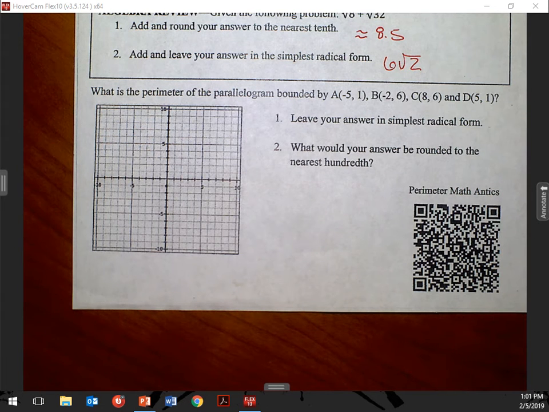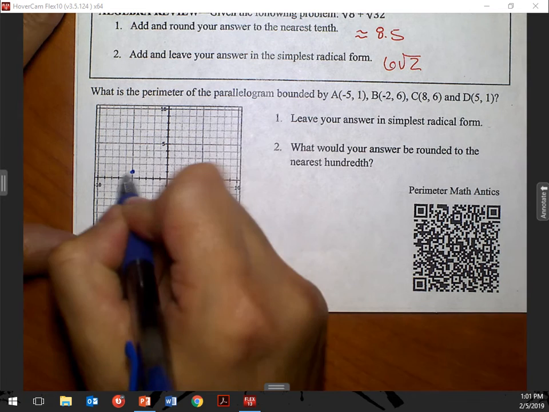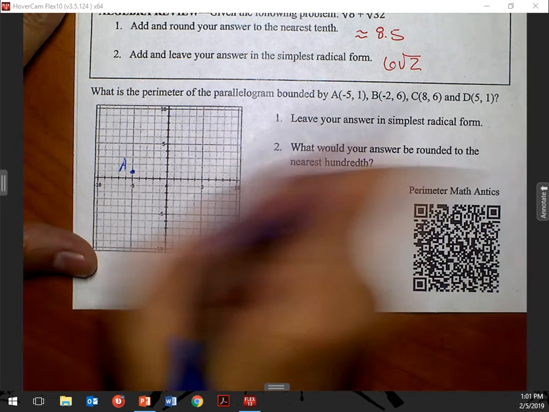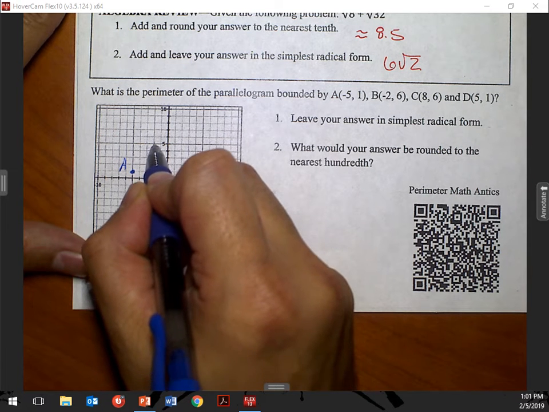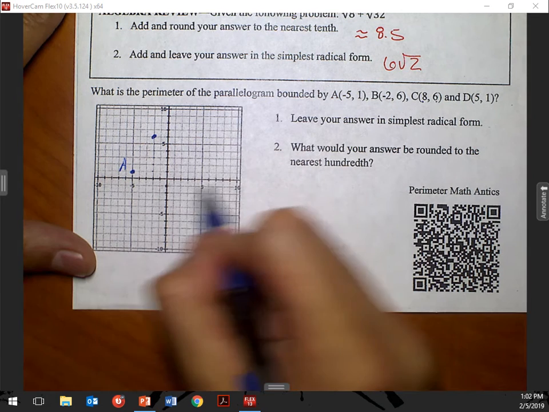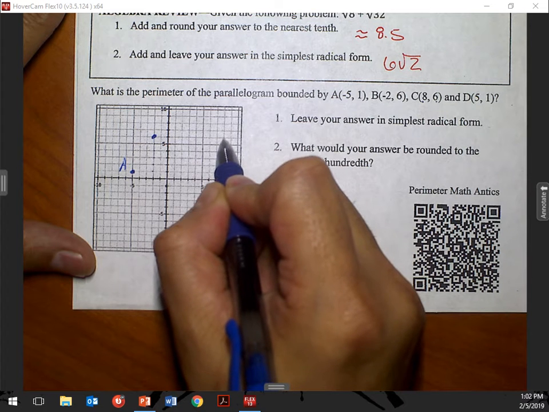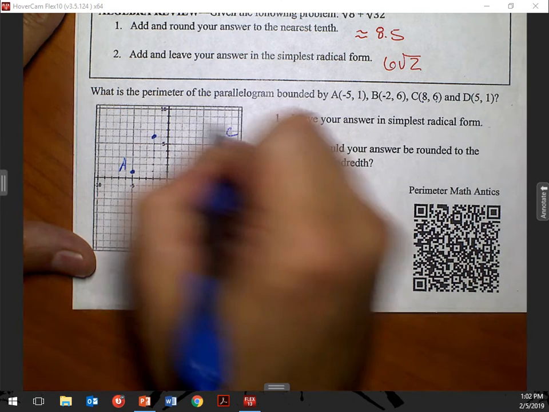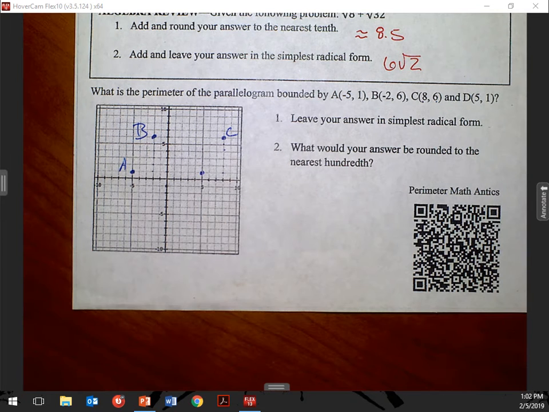So let's go ahead and put these on my graph. So if we're putting them on my graph, negative 5, 1, A, negative 2, 6, 8, 6, and 8, and 5, 1. There we go.